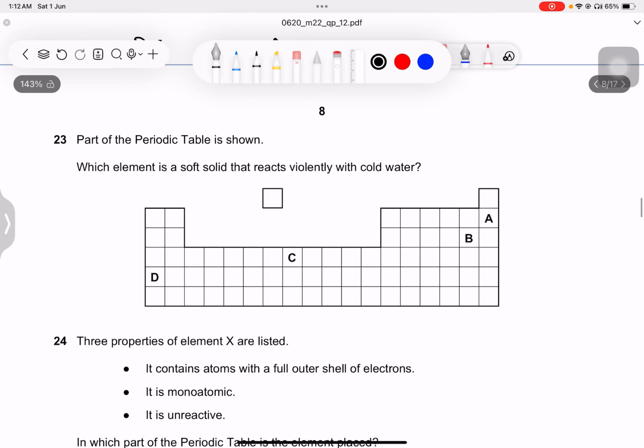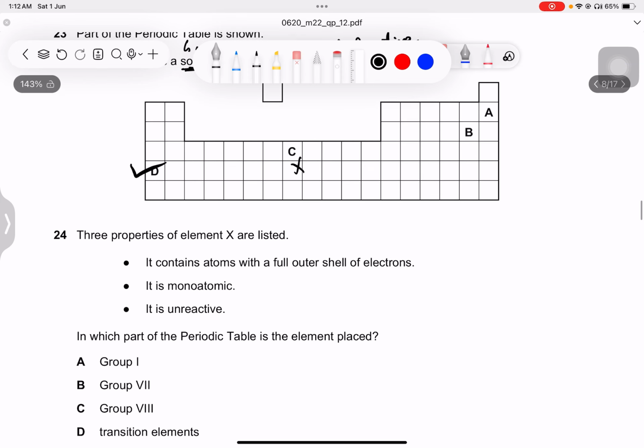Part of the periodic table is shown. Which element is a soft solid that reacts violently with cold water? Soft should ring a bell of group 1, and violently with cold water. So this is very reactive, top of the reactivity series. So it should be a group 1 element. It can't be C because C is a transition element, which are hard and not that reactive.